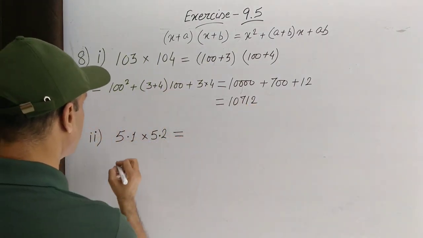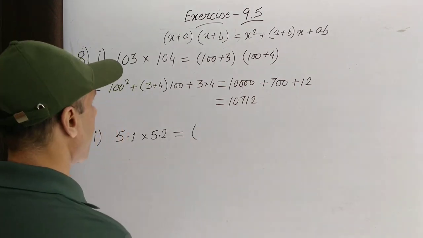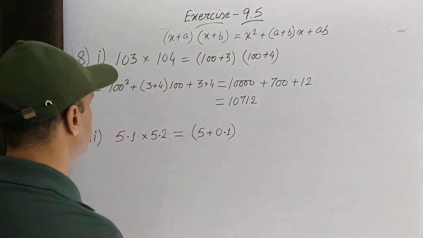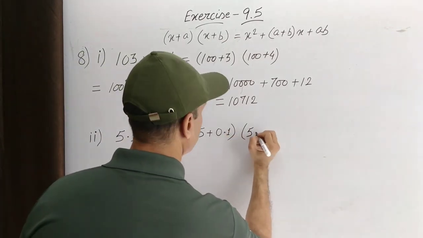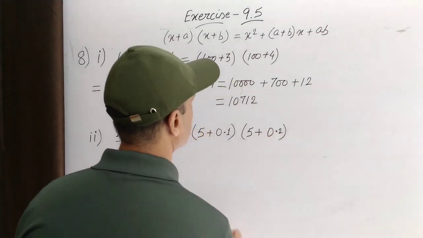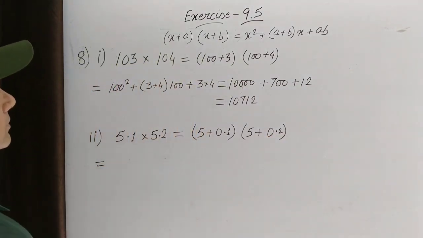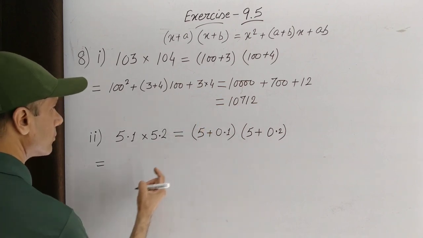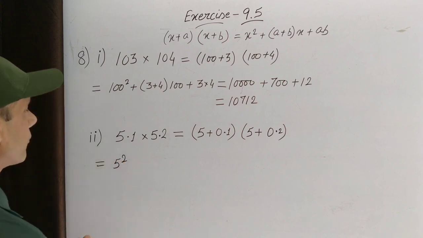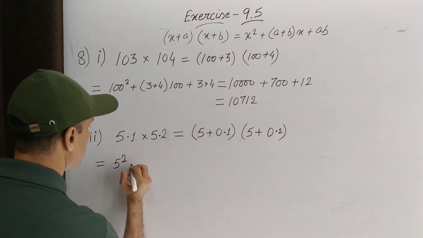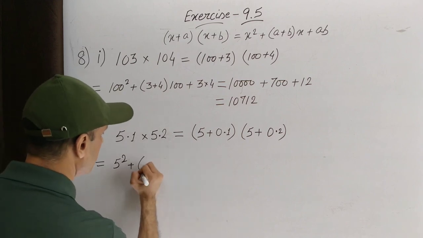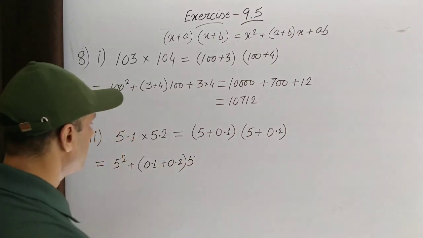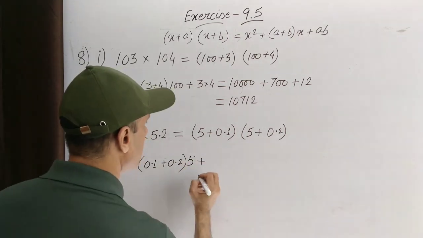Moving on to this one, we can write 5.1 as 5 plus 0.1 and 5.2 as 5 plus 0.2. So we have here x as 5, a as 0.1 and b as 0.2. So we get the values as x square, that is 5 square, plus (a plus b) x, that is 0.1 plus 0.2 into x, that is 5, plus ab, a into b.